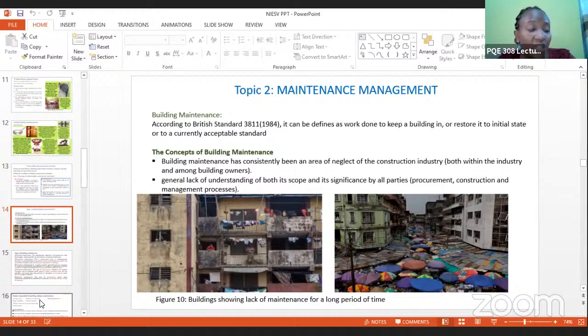And some buildings, you will see them, one part is up, one part is down. They're already showing signs of settlement, which people don't pay attention to. They will allow it to sink until you just see it collapse one day. So what are the concepts of building maintenance?